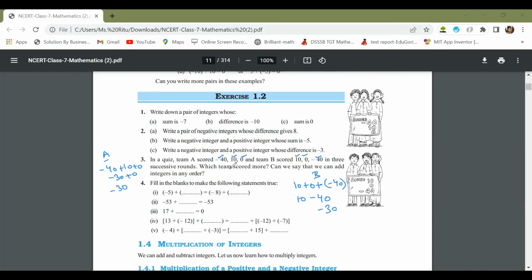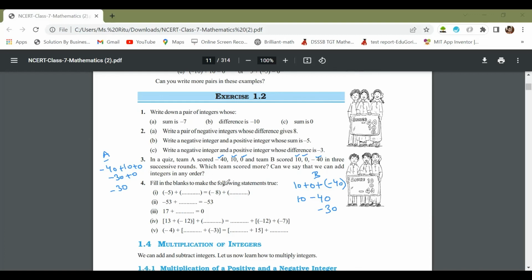So now what they are saying, which team scored more? But दोनों के आंसर हमारे -30 आ रहे हैं. That means both the teams are same. So both teams scored same. You will write this answer. Both teams scored same. Now next part they are saying as, can we say that we can add integers in any order? Yes, we can add integers in any order. If you will.